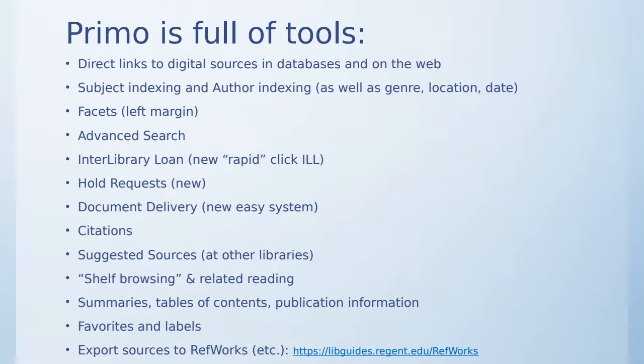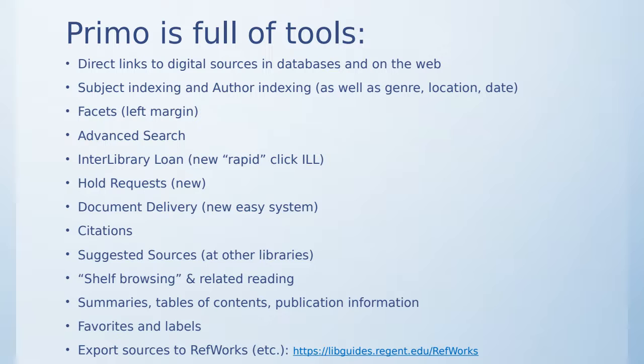So a lot of times you'll see an article or an ebook record. A record is just all the information about a source, and it will say available online, or it will say available as PDF in green letters, and you just click on those green links and it will take you directly to that database where that source is.